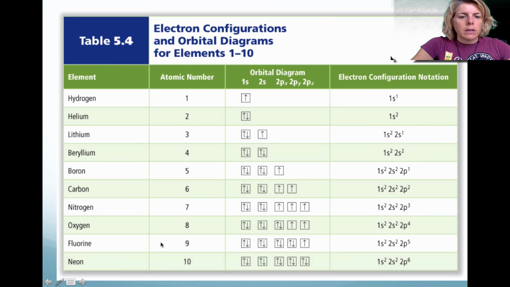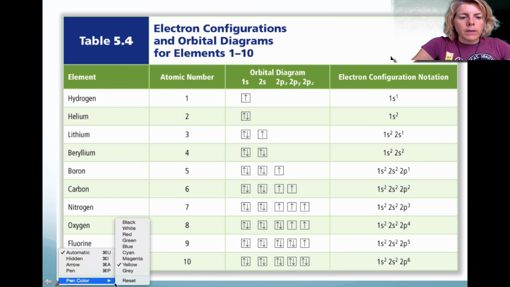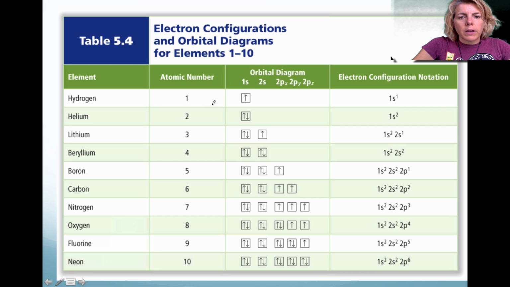So what does that mean? Well, here we have a set of atoms. The first one is hydrogen. Notice that hydrogen only has one electron. So as a result, it's only going to fill one electron in one orbital. And the notation is 1s1.